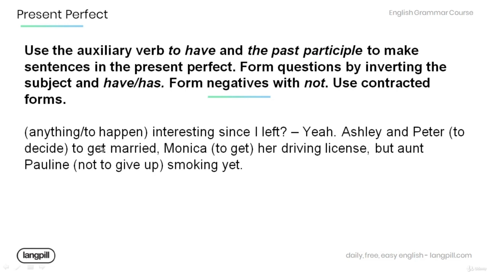Anything interesting happen since I left? Yeah, Ashley and Peter decide to get married. Monica get her driving license. But her aunt, Pauline, not give up smoking yet.